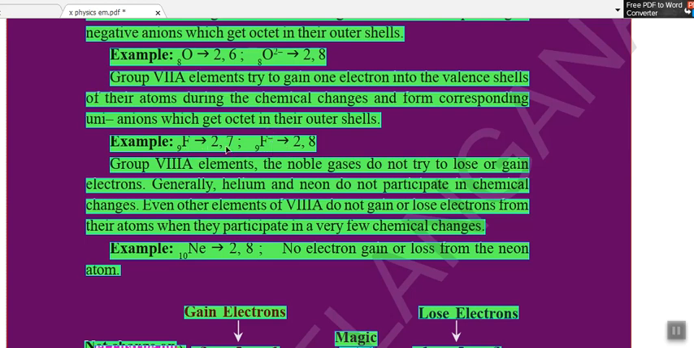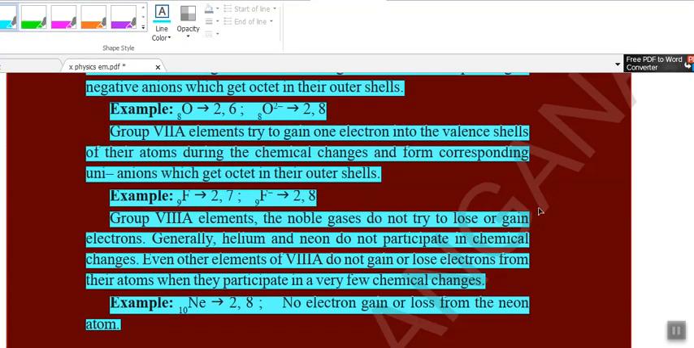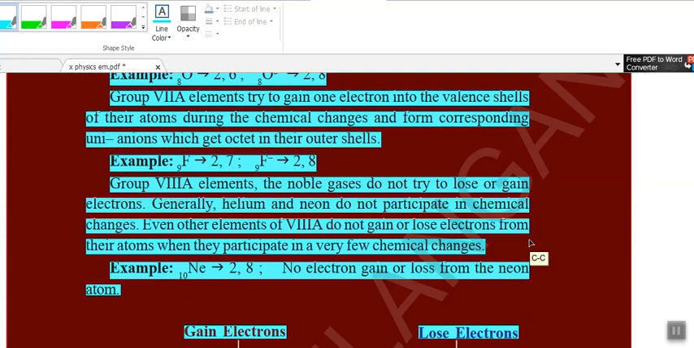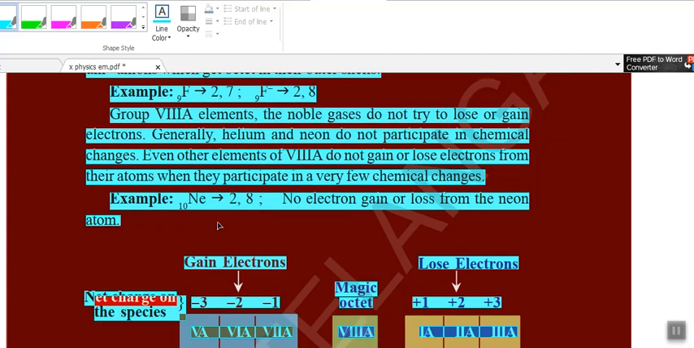Similarly for fluorine. It is a 17 group element, so it has 7 electrons in the last shell. As per the octet rule, we have to make it 8. So it wants to gain 1 electron. When it gains 1 electron, it will become an anion. So now we have the name F-. Similarly, they have given the example of inert gases. In the inert gases or noble gas elements, 18 group elements, they have 8 electrons in the last shell. So here it is easy, we just observe here.